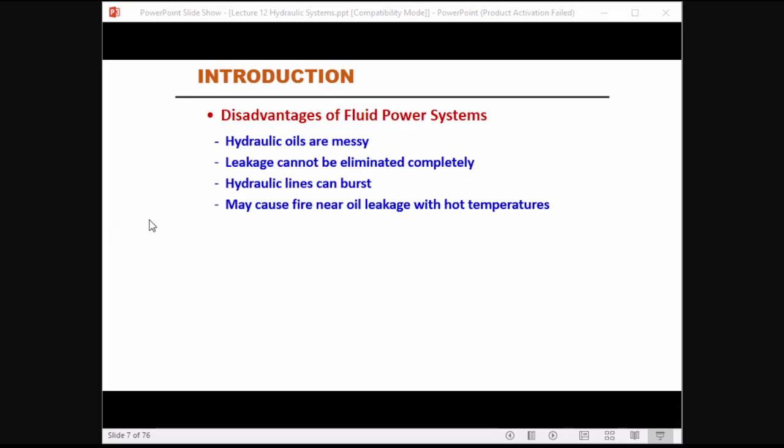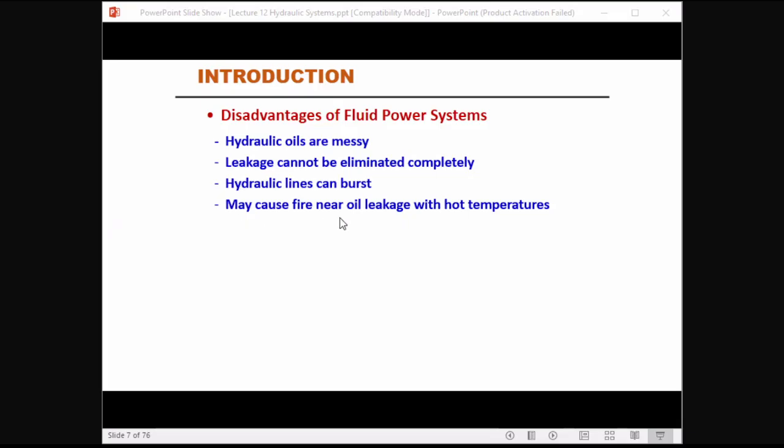The hydraulic line can burst. The high pressure hydraulic line bursting is a safety risk, potentially causing significant damage to equipment and the surrounding area. These are very critical cases. A hydraulic line can be damaged.